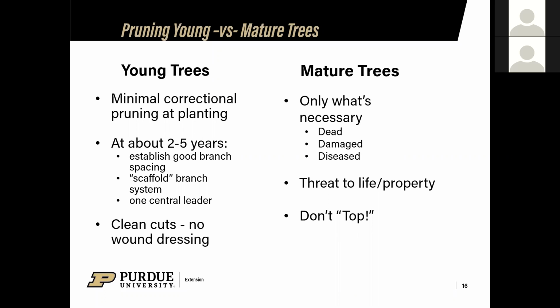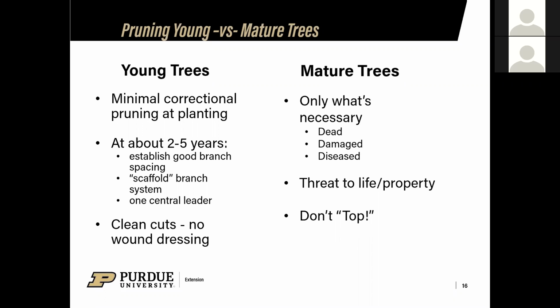One of the worst things you can do is allow two main central leaders to start growing on a shade tree. All that does is create a multi-stem tree that's going to have trouble. As that tree grows bigger, it has a tendency to fall apart. We want to encourage as wide a branch angle as possible, as close to 90 degrees, as close to square attachment as possible.